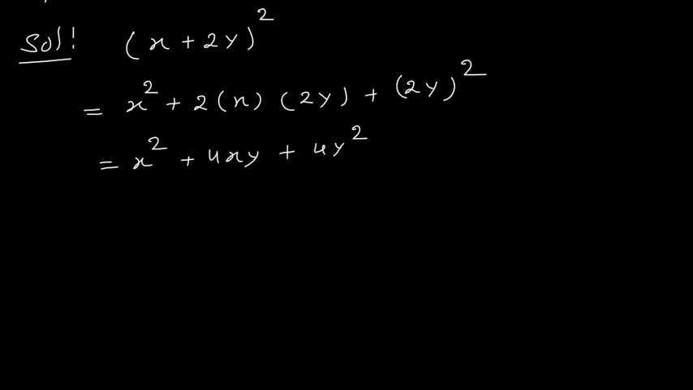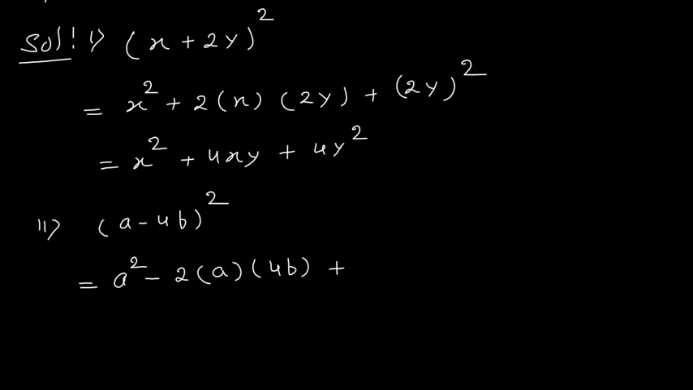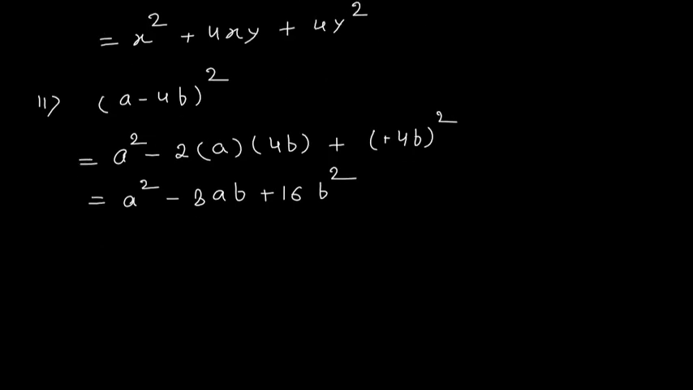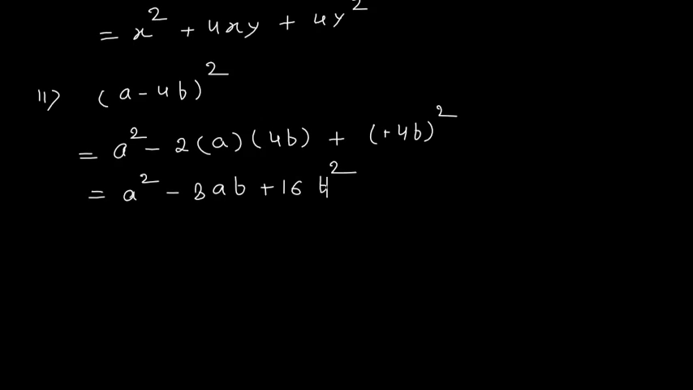This is our first problem. Second is a minus 4b the whole square. So a minus 4b the whole square is a square minus 2 times a into 4b plus we have 4b the whole square. A square minus 2ab plus b square. So this gives us a square minus 8 times ab plus 4 4s are 16 times b square. This is the first and second.